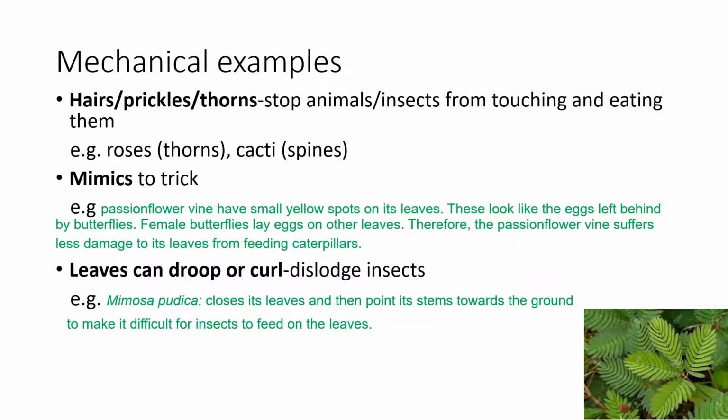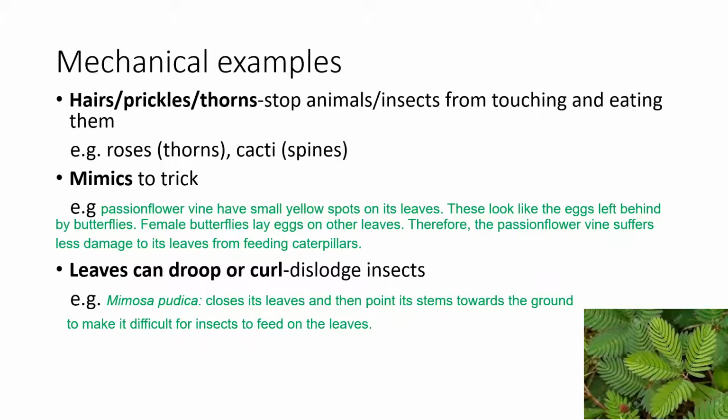An example is the passion flower vine, and they have yellow spots on the leaves, and these yellow spots look like eggs that have been left behind by butterflies. This means that butterflies will not lay their eggs on these types of leaves, and then the leaves are protected from the caterpillars that would eventually eat them if they were laid on there. There are other examples that have been given to you that show you how plants can mimic to try and trick.